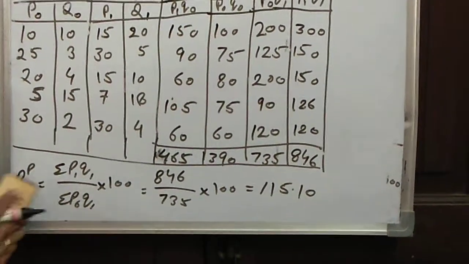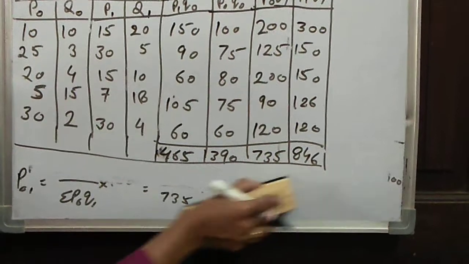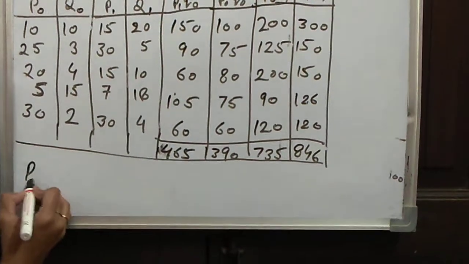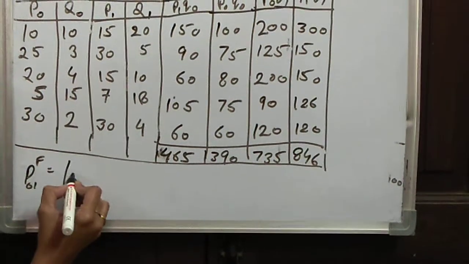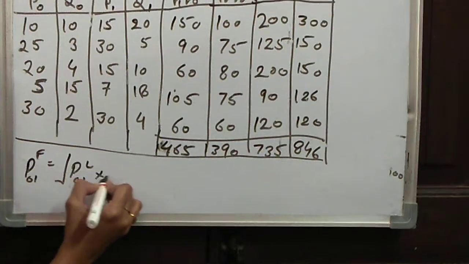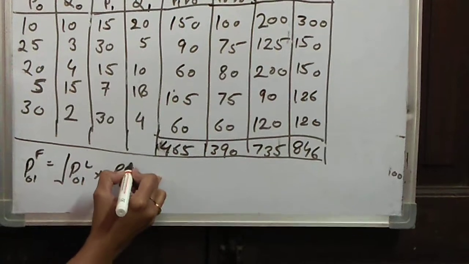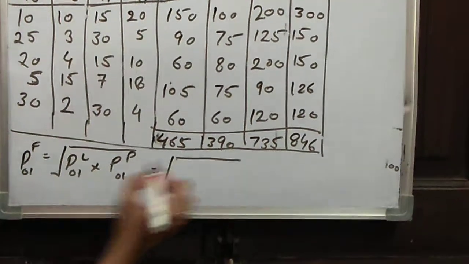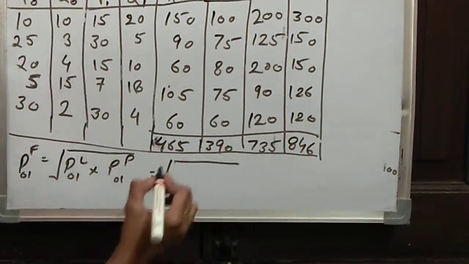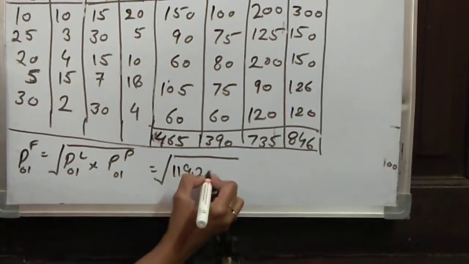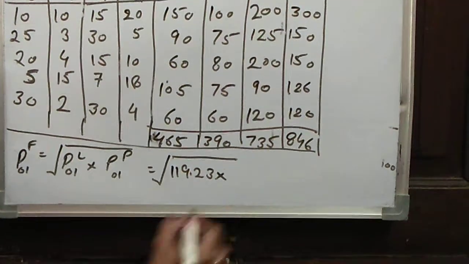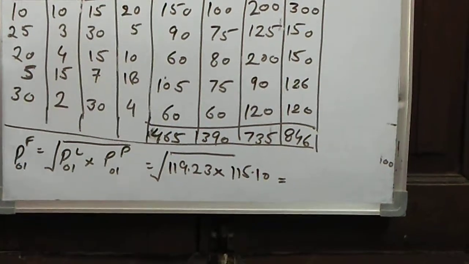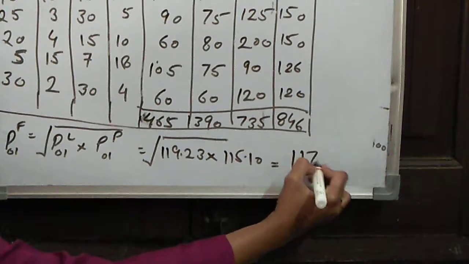Clear? Now for Fisher's method, it is the square root of Laspeyres' index number into Paasche's index number. So under root, the answer of Laspeyres, that is 119.23, into Paasche's 115.10. We will get our answer 117.15.